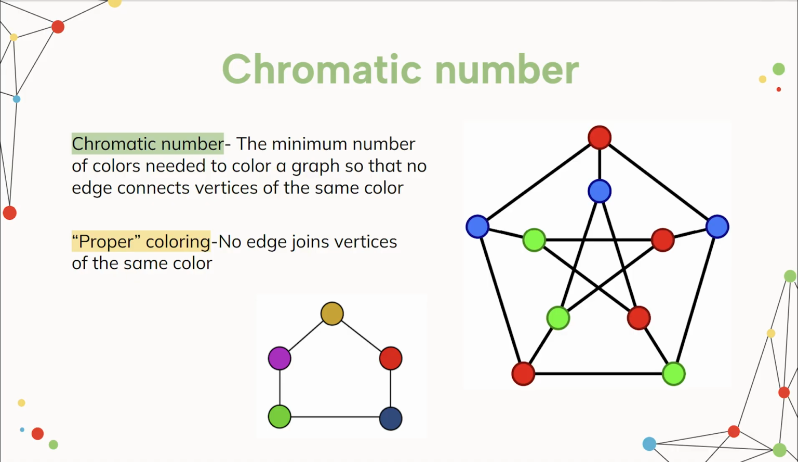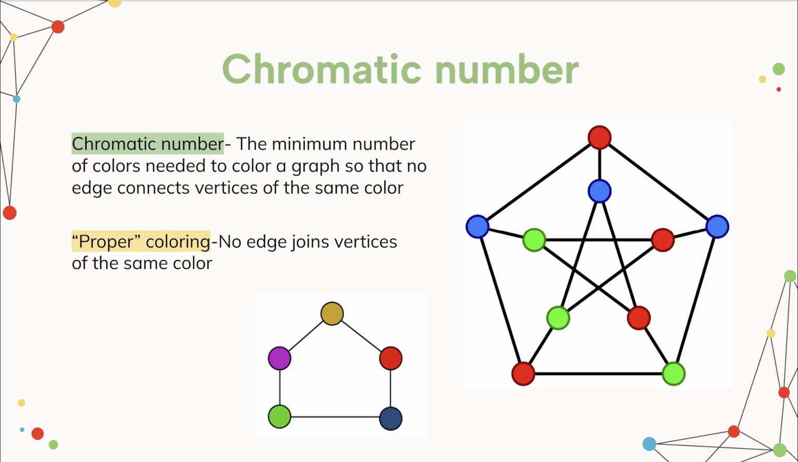Chromatic number can be described as the minimum number of colors needed to color a graph so that no edges connect vertices of the same color. This is also called proper coloring, which is when no edge joins vertices of the same color. As you can see in the image, when the lines connect two vertices, they are connecting two vertices of different colors and not the same color. For example, it goes from blue to red or blue to green. This means that this image is properly colored.